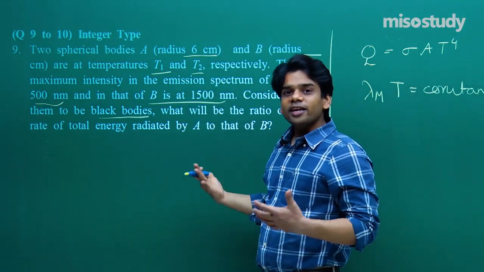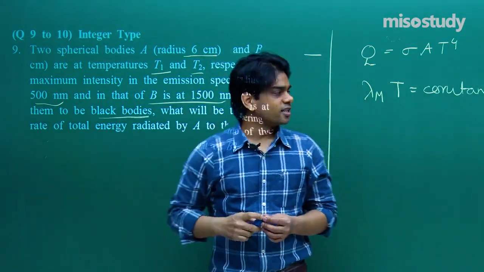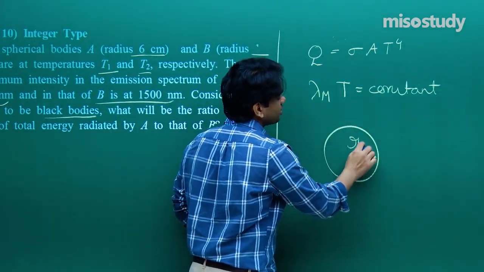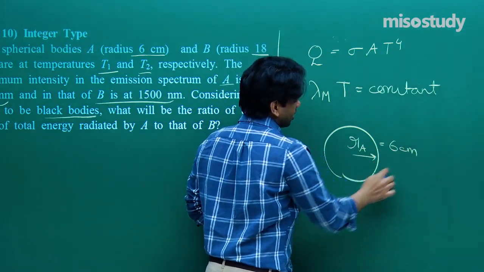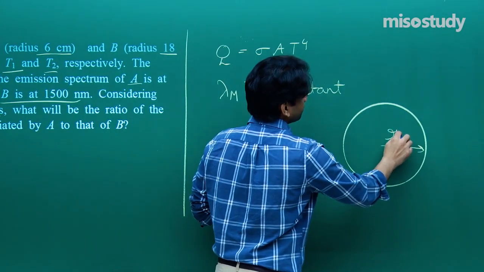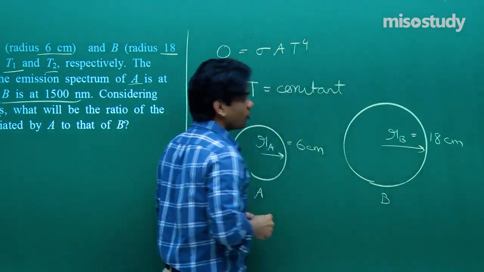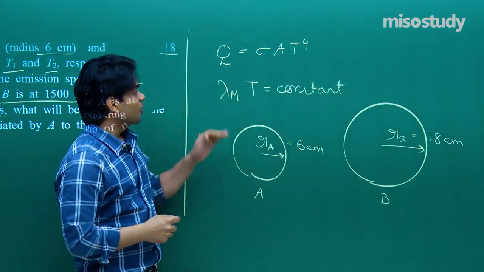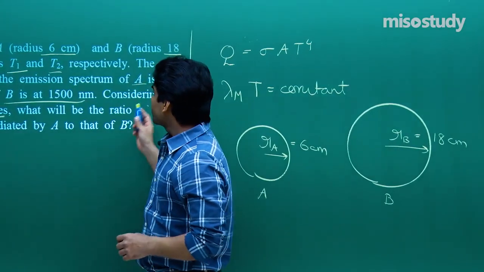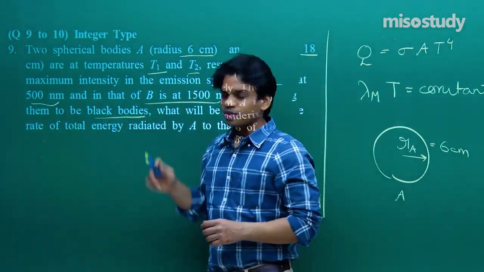Now see about the area. It's given that there are spheres of different radii, 6 cm and 18 cm. For A, the sphere is of radius 6 cm and for B, the radius is 18 cm. This is what is being provided to us. It's a case of black body, so energy will be radiated. Now lambda into T equals constant, and lambda is given for both the bodies. Lambda for A is given as 500 nanometer, lambda for B is 1500 nanometer.